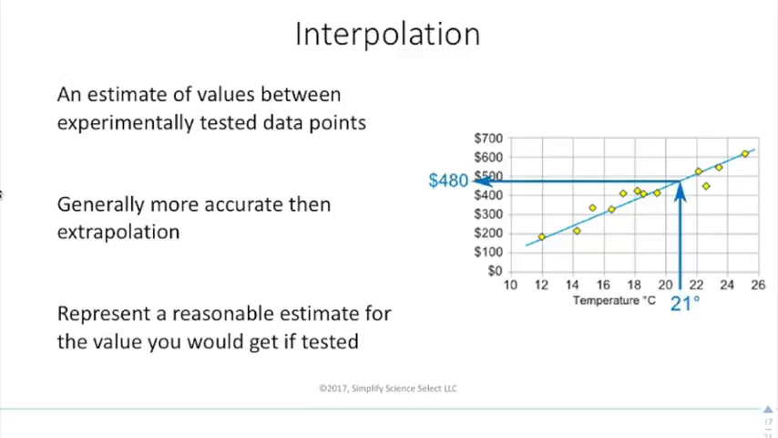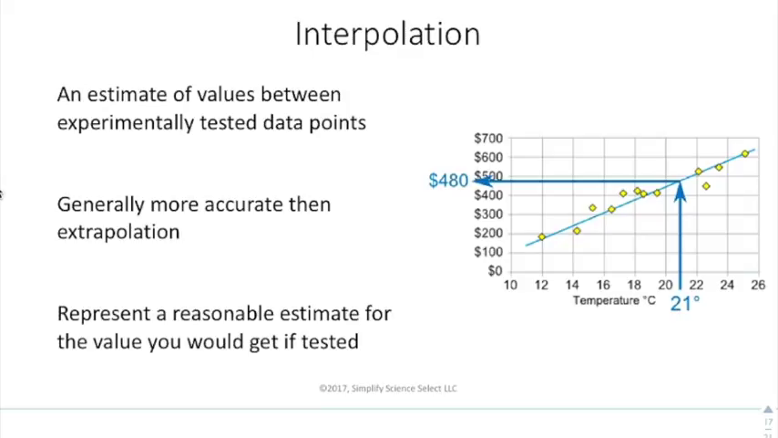Okay, and then here's interpolation, like we talked about before. Interpolation is an estimate of values between. It is generally more accurate than extrapolation, and it's a reasonable estimate, but it's still not as good as an equation.